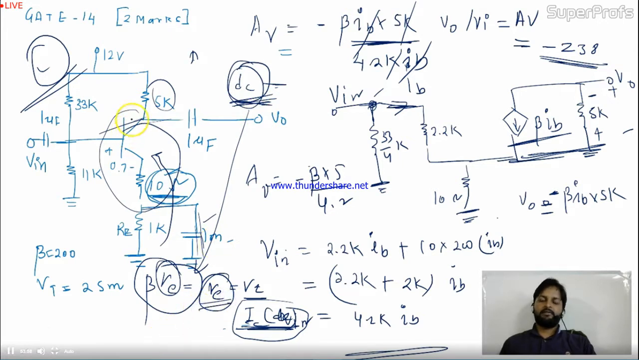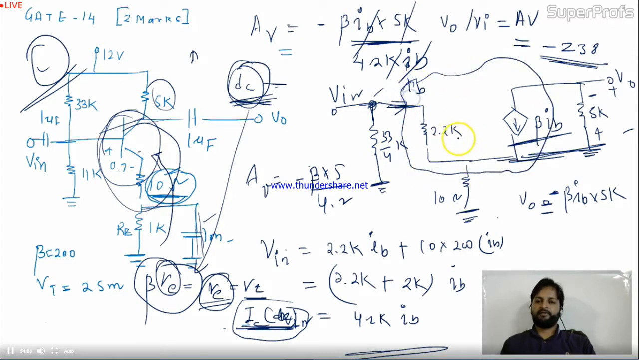Now you will replace this entire BJT circuit with the equivalent model, which we have seen. This portion will be beta Re. If this is the emitter, this is the base. In the base the current is IB. In the collector the current is beta times IB. And this is your emitter. Is it okay? So this is the equivalent of the BJT.